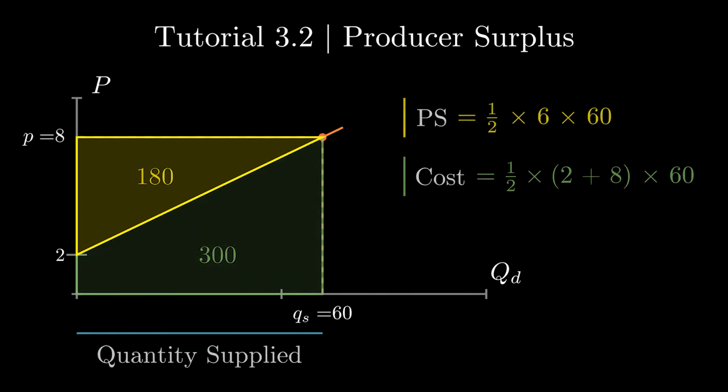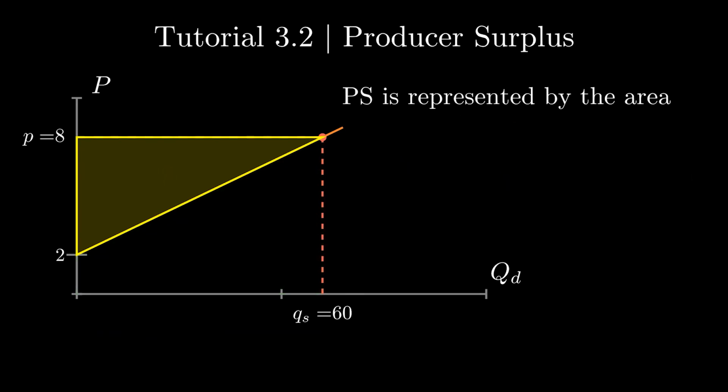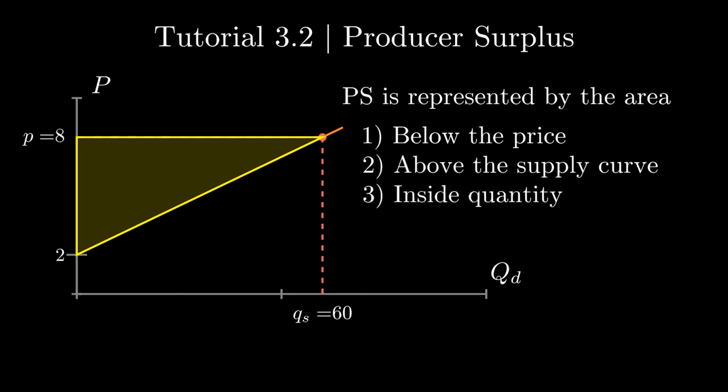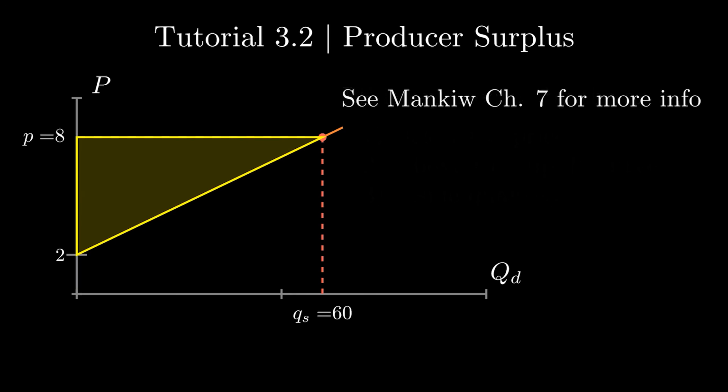So in summary, to find the area of the producer surplus, we want to look at the area below the price, above the supply curve, and inside the quantity supplied. In our next video, we'll bring these two concepts of consumer surplus and producer surplus together into one model, and we'll think about what we call efficiency, maximizing the welfare in the system.